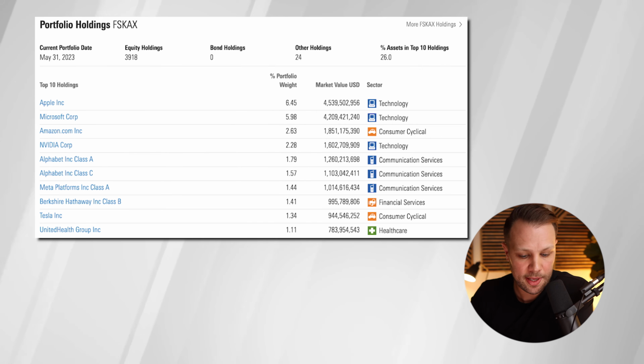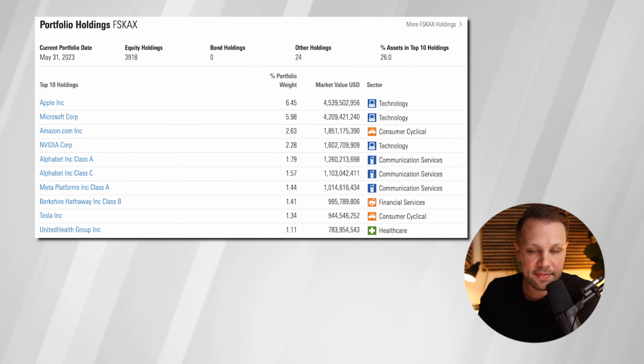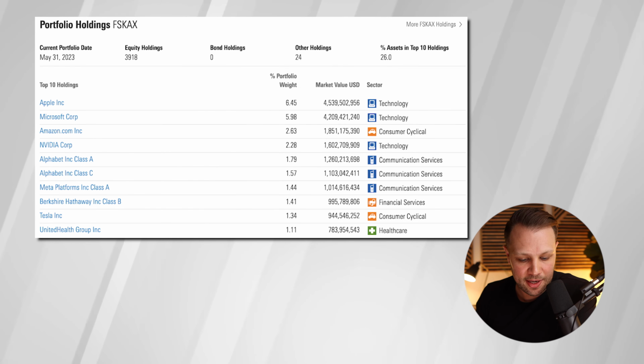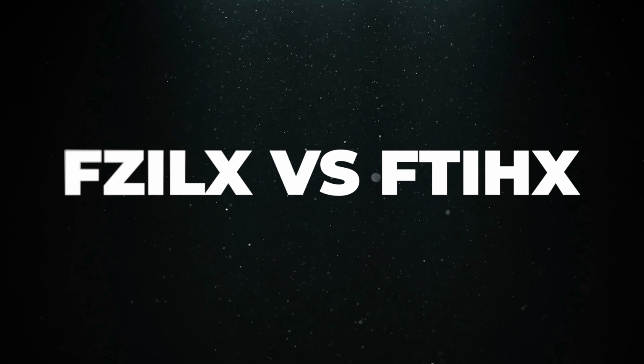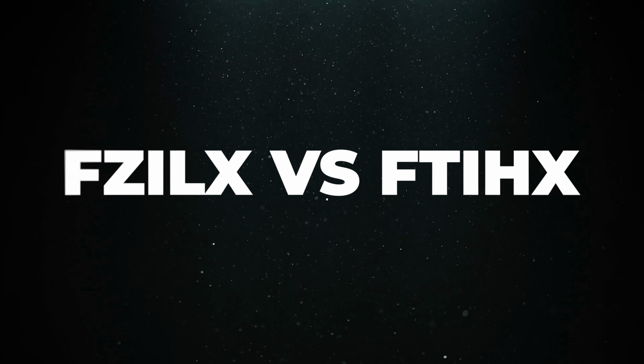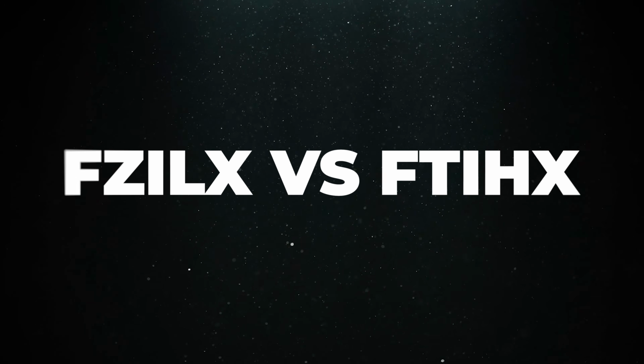Now, the top 10 holdings are going to be exactly the same: Apple, Microsoft, Amazon, Nvidia, Alphabet Class A and C, Facebook, Berkshire Hathaway, Tesla, and United Healthcare Group. And the last showdown we're going to do are the international indexes. So between these international indexes, we have FZILX versus FTIHX, and these are the international funds.